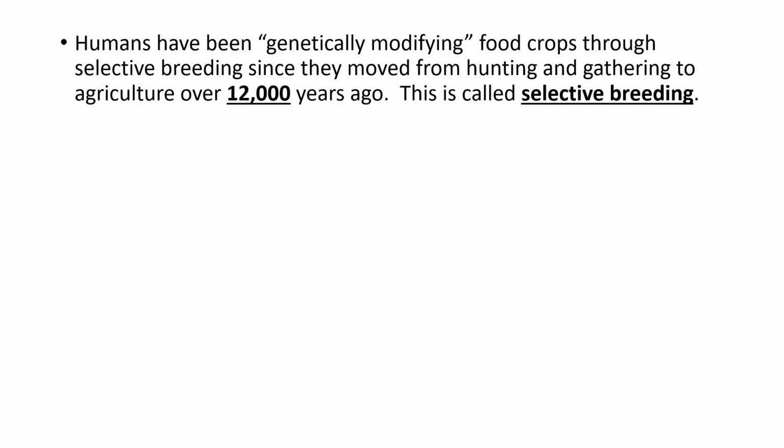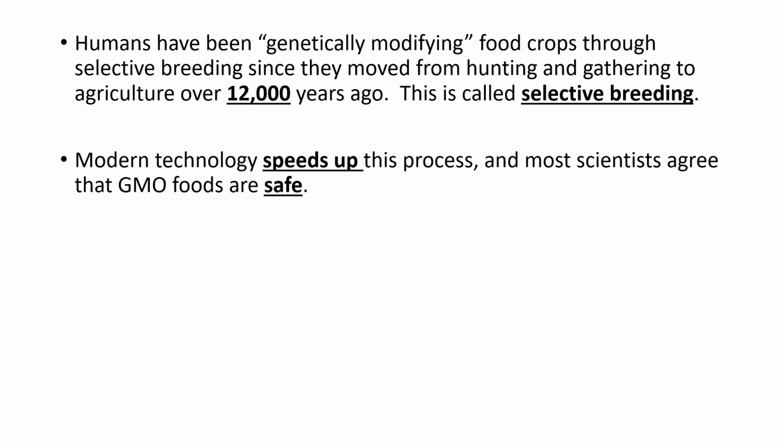Okay, so when we talk about GMOs, we're usually talking about ones done through technology. So this like cutting out and stitching in genes. Genetically modifying food, though, has been happening since the beginning of agriculture. So we're looking at over 12,000 years ago now, but it was previously done through something called selective breeding, okay? Where we breed our animals or our plants or whatever in order to make them more likely to have the traits that we want. Okay? Modern technology basically just speeds up this process.